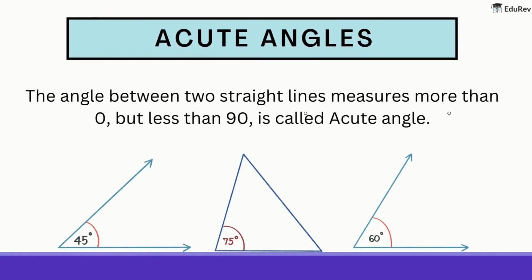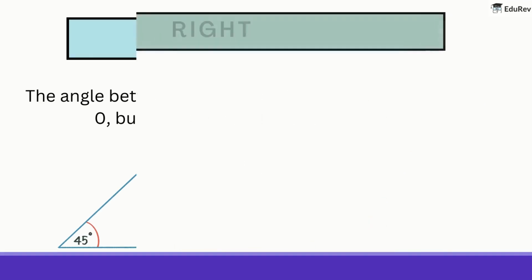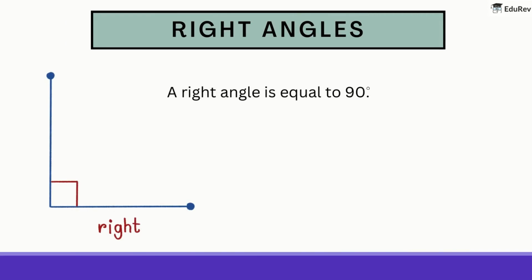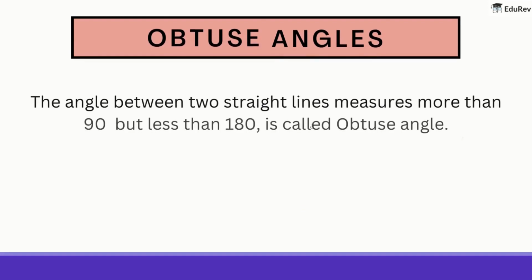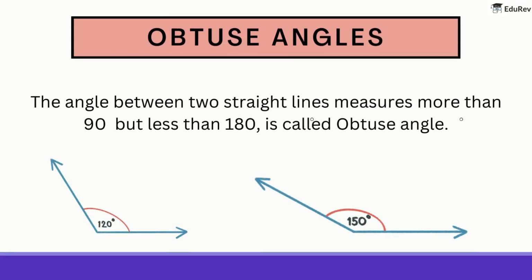Acute angle. The angle between two straight lines that measures more than 0 degree but less than 90 degree is called an acute angle. A right angle is exactly 90 degrees. Like the corner of this triangle. The angle between two straight lines that measures more than 90 degree but less than 180 degree is called an obtuse angle.